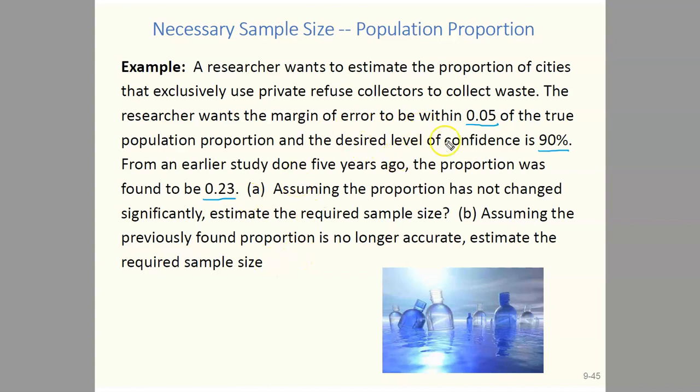Now notice in the problem up here we have this 0.05 and 0.23. Keep in mind that sometimes you'll see these stated as 5% and 23% if the problem is stating percents instead of proportions. Now if you are given percents, you do need to convert them into proportions by dividing by 100. So keep that in mind when you're working through your homework problems. Now let's take a look at the answers.